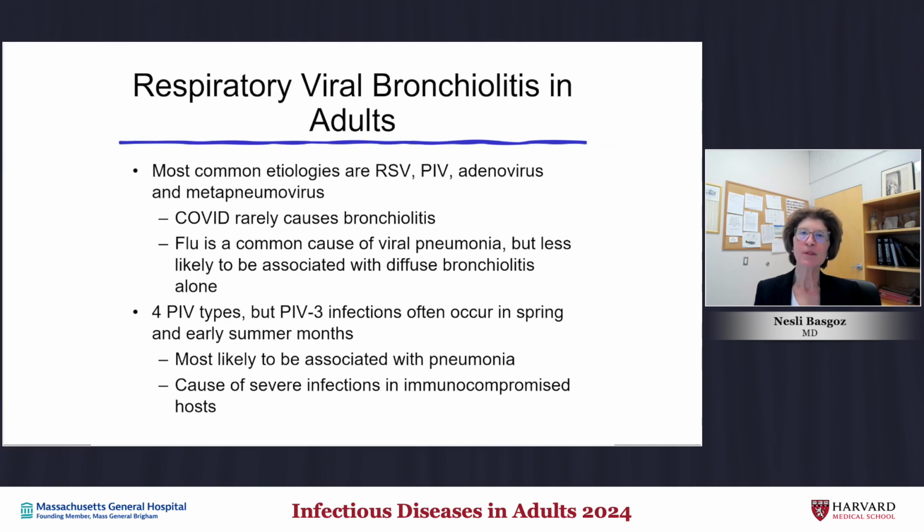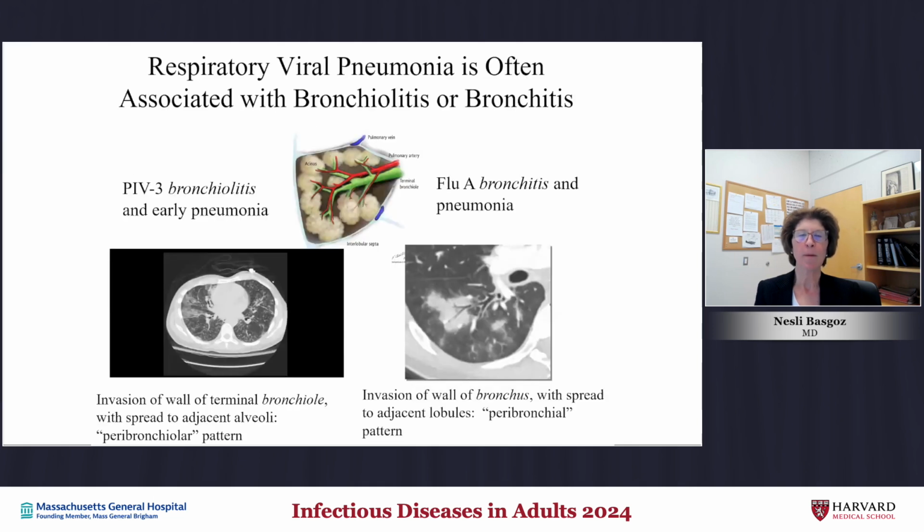There are 4 types of parainfluenza virus, but PIV3 infections often occur in the spring and early summer months, such as now. These are more likely to be associated with pneumonia than the other types, and are a cause of severe infections in immunocompromised hosts. And this is, in fact, what our patient had.